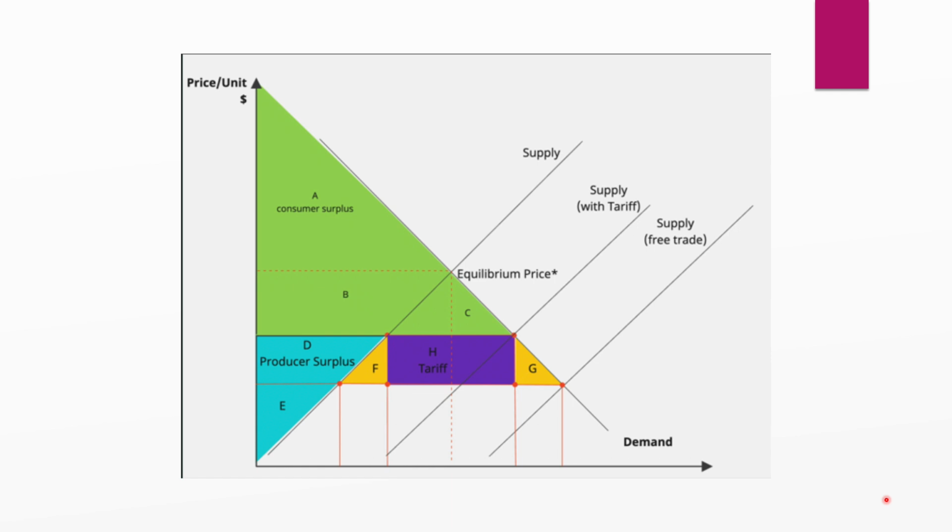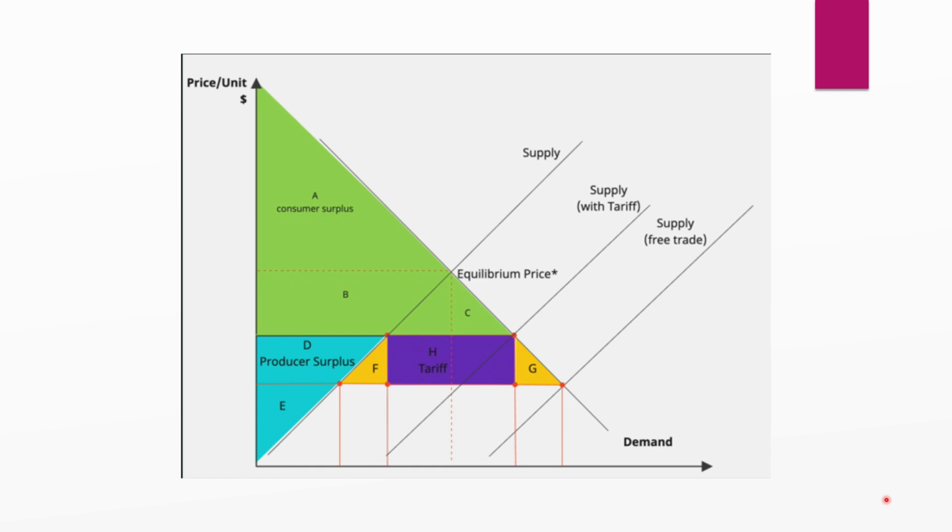In the tariffs context, the DWL is caused by the increase in the cost of imported goods, reducing imports and shifting the supply curve upward. The nature is that the deadweight loss from tariffs reflects the loss of total surplus due to the reduced imports, resulting in inefficiency in resource allocation. The magnitude is that the deadweight loss from tariffs depends on the elasticity of demand for imports and the ability of domestic producers to substitute for imported goods.